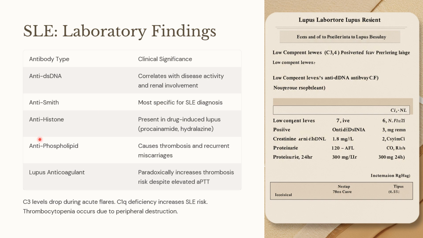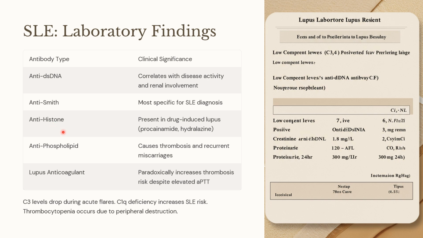The third one is the antihistone antibodies, which are seen in drug-induced lupus. So, in cases where a patient is taking procainamide or hydralazine, they can present with SLE, but it is because of these drugs. To differentiate it from the actual disease and determine whether it has been triggered by the drug, we check these antihistone antibodies.